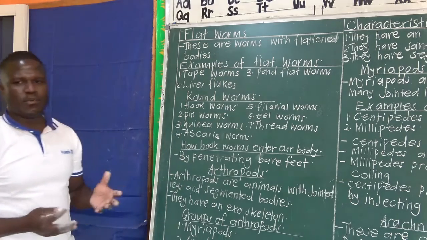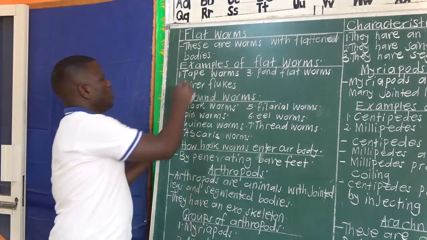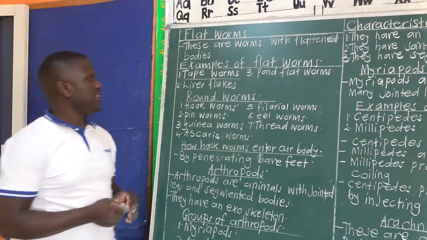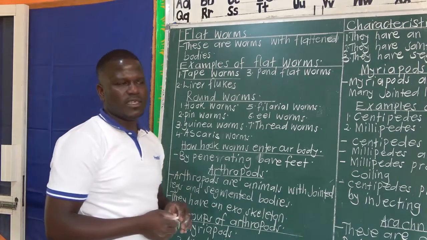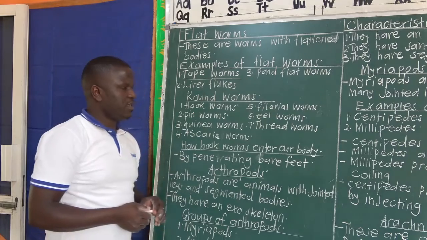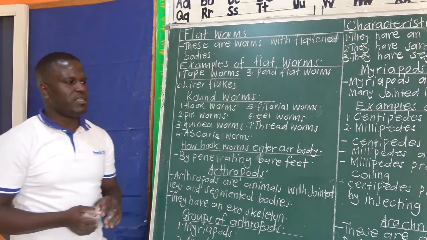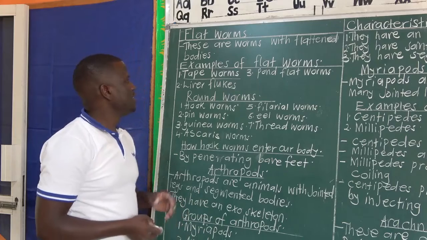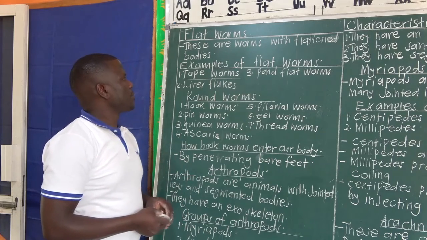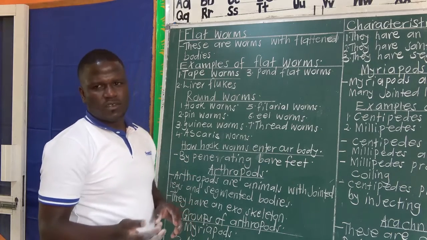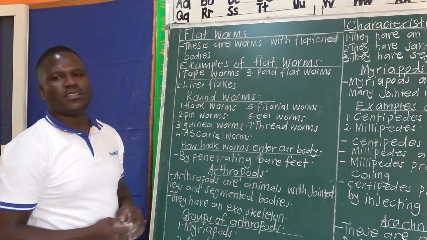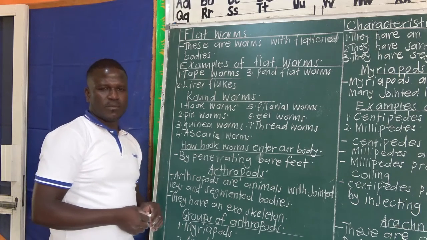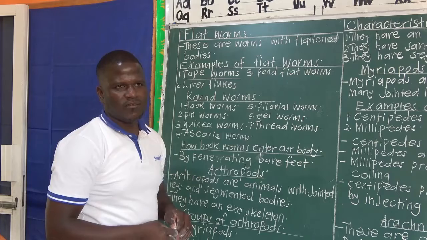Now, let's discuss tapeworms. Tapeworms enter our bodies through eating undercooked meat. And what do tapeworms feed on? Tapeworms feed on digested food.